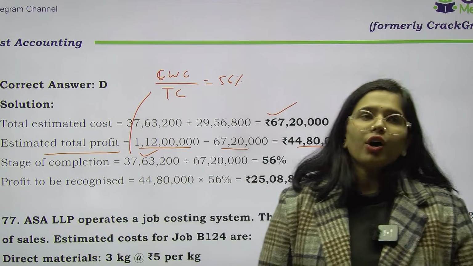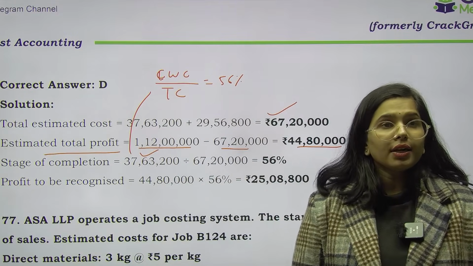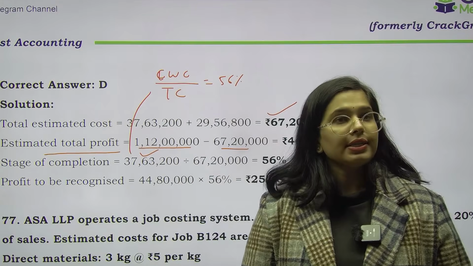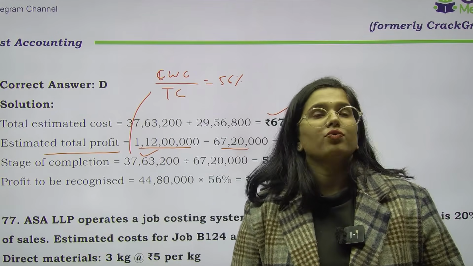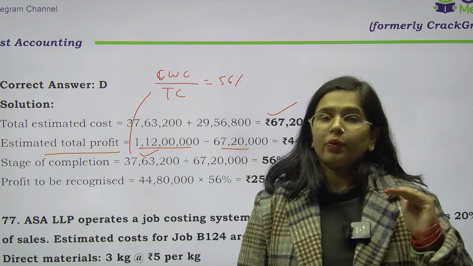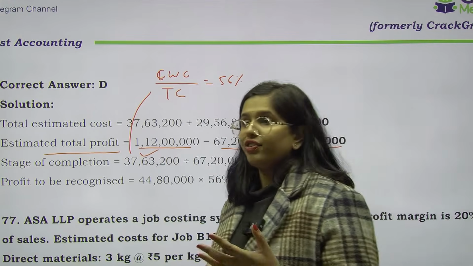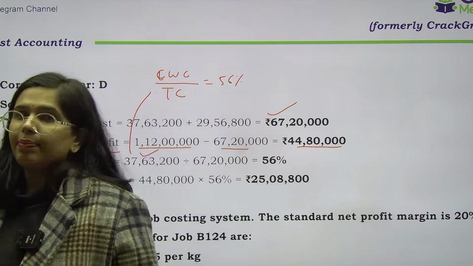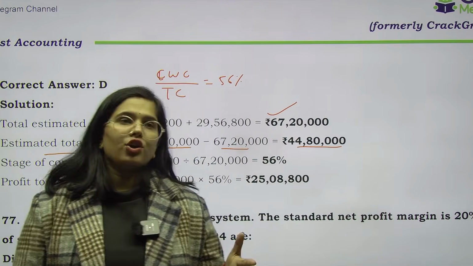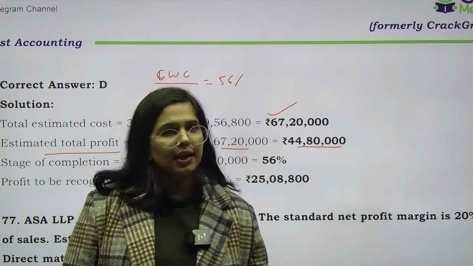Why have we not followed the concept of 1/3 or 2/3 over here? The reason being, all the estimates were given to you. The question specifically states that no difficulty can be foreseen. That means you can follow the percentage of completion method.